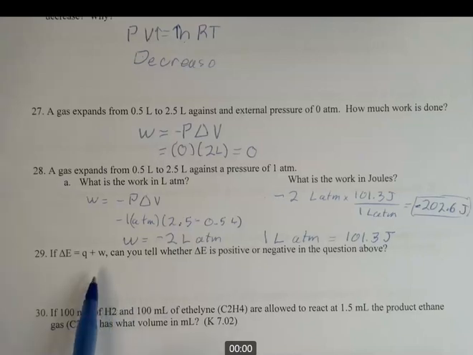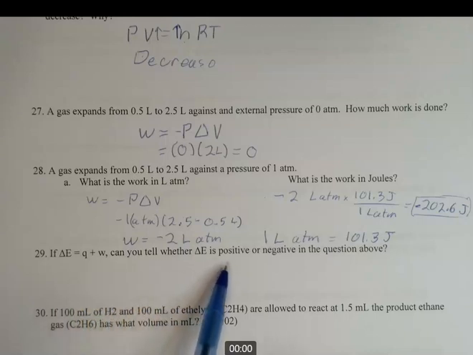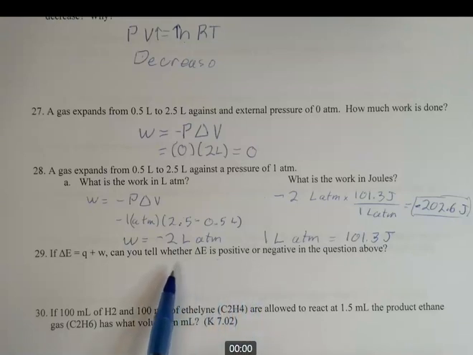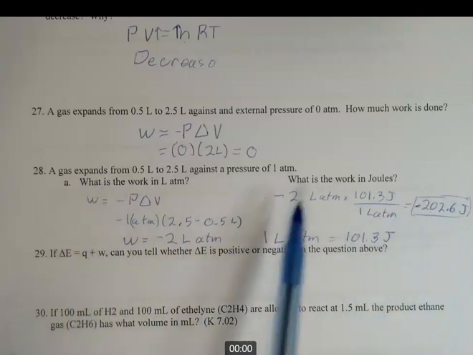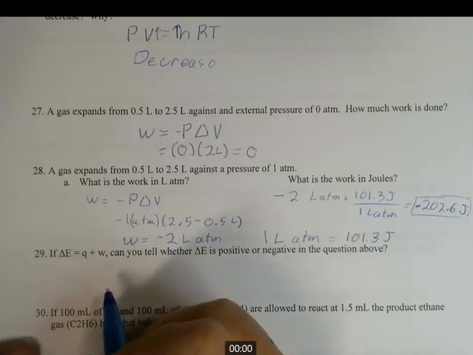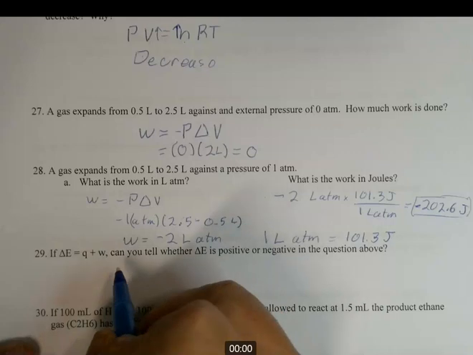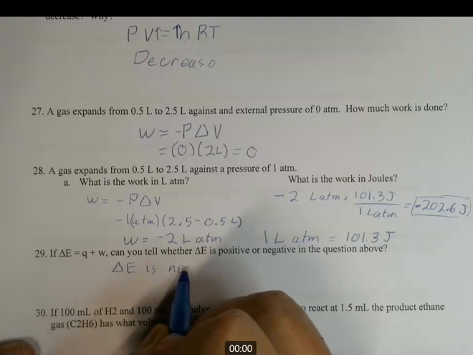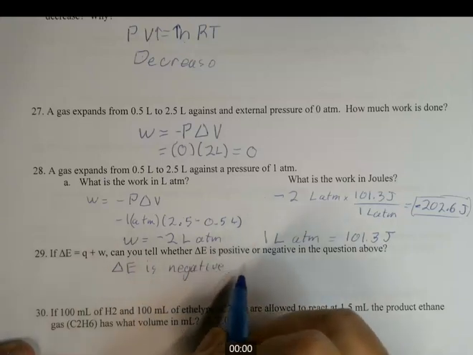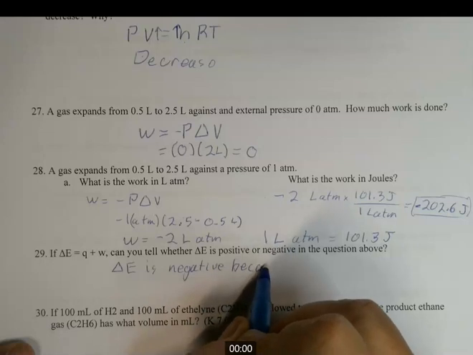If delta E equals Q plus W, can you tell whether delta E is positive or negative in the question above? Well, we don't know anything about the heat in that, but we're going to say that it was negative because it was expanding. So that's the point I was making there. Since the energy is going out of the system, out of the chemical reaction or the object, delta E is negative because energy is leaving the system.